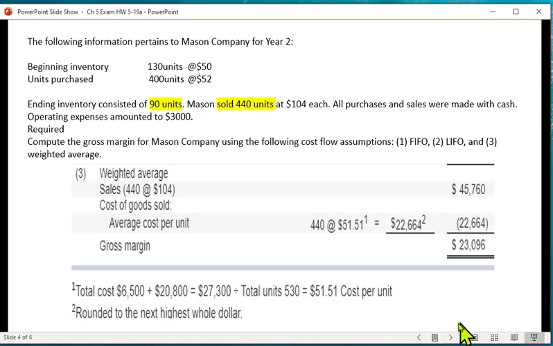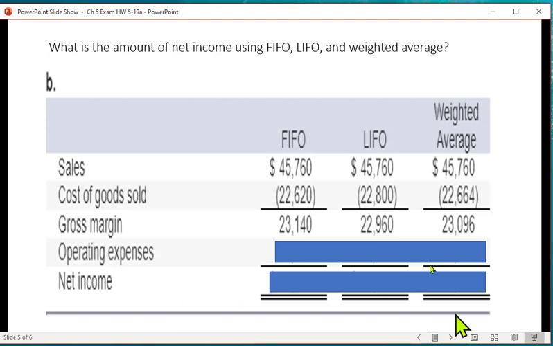Part 2 of the problem, they want to know what is net income. Well, net income is going to be just these gross margins we just calculated. You go back and look at the other video part of it, and we've just calculated gross margin across these three things. And now let's take these operating expenses that we were given and subtract those out to get net income, because sales minus cost of goods sold equals gross margin minus operating expenses equals net income.